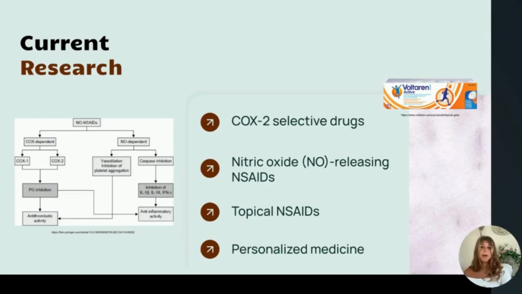Another area is topical NSAIDs, like gels or creams, which deliver medicine directly to the painful area instead of affecting the whole body. Finally, researchers are looking into personalized medicine. In the future, doctors may be able to choose the best NSAID for each patient based on their genetics and overall health. This research shows that medicinal chemistry is always improving drugs to make them safer and more effective.